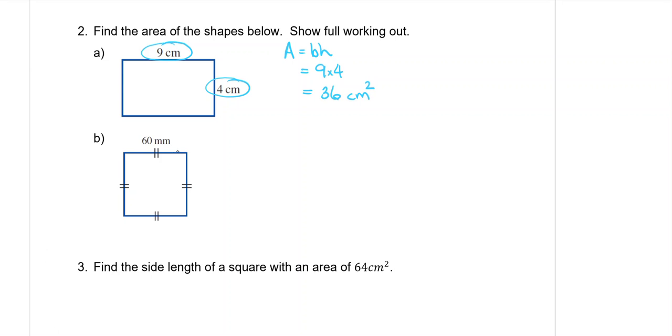Part B, because of the markings on this shape, this is a square. The formula for a square is A equals L squared. L is the side length, which is 60. So 60 squared is what we're subbing in.